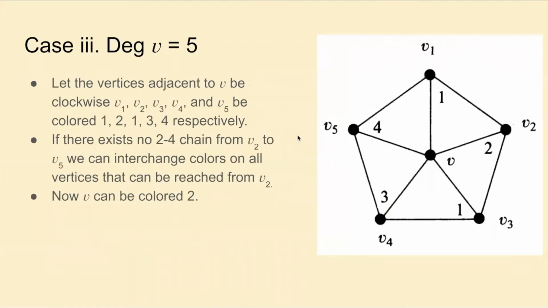In case 3, we have degree V equals 5. Let the vertices adjacent to V be clockwise V1, V2, V3, V4, and V5 be colored 1, 2, 1, 3, and 4, respectively. If there exists no 2 to 4 chain from V2 to V5, we can interchange colors on all vertices that can be reached from V2. Now V2 and V5 are colored 4, and V can be colored 2.